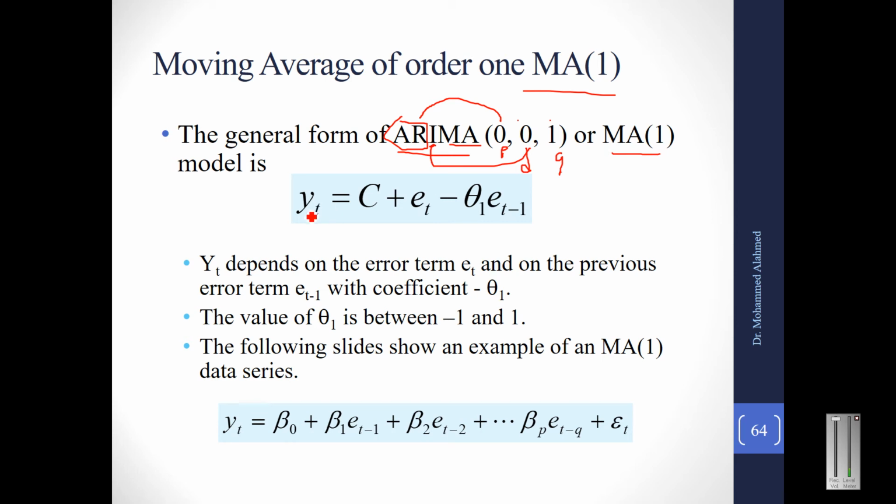So it is defined as y of t is some constant c plus an error term minus theta 1 e of t minus 1, right? Here the coefficient theta 1 is taken as negative as a standard notation. So y t depends on the error term e t, right?